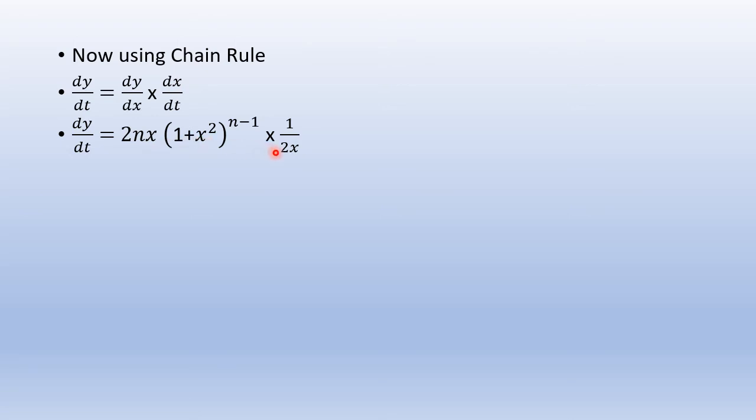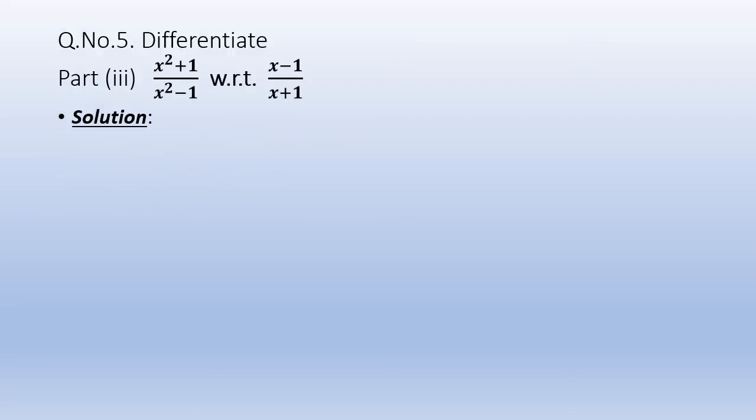Here are the values. We can cancel 2 and x, and our final answer is n into 1 plus x square to the power n minus 1. Part 3. We have to differentiate.